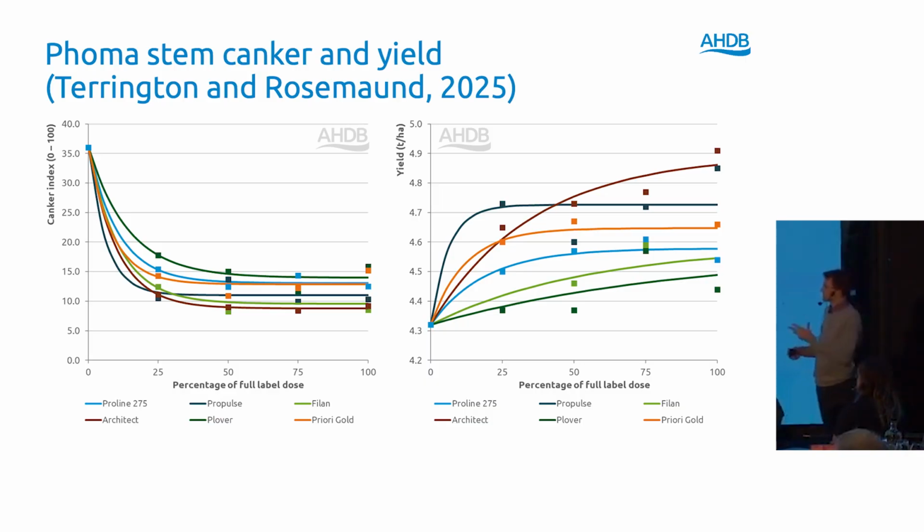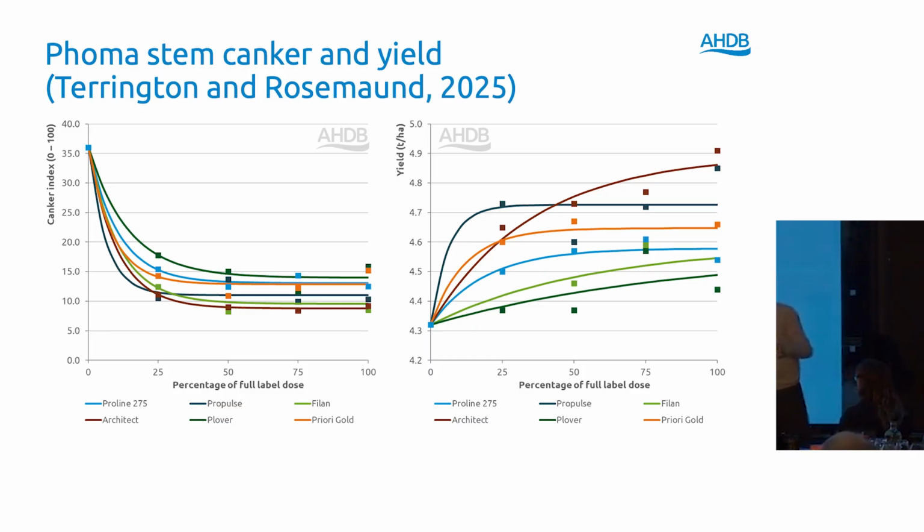So this is the disease efficacy chart and the yield chart for the 2 sites combined, Terrington and Rosemaund 2025. We'll start with the disease severity chart on the left. To give some context, we've got an untreated average stem canker index of 36. Stem canker index is essentially a 0 to 100 scale looking at a combination score of incidence and severity. What 36 means is that, on average, in the untreated control plots, 36% of plants were dead from phoma stem canker. So just over a third of plants dead from phoma stem canker, a fairly moderate level of infection.